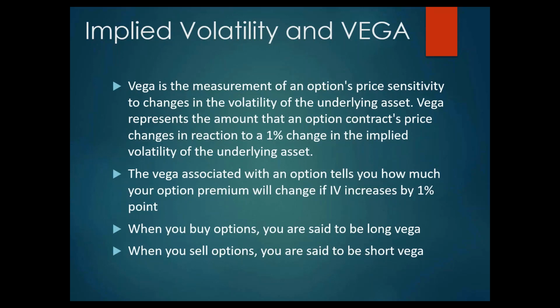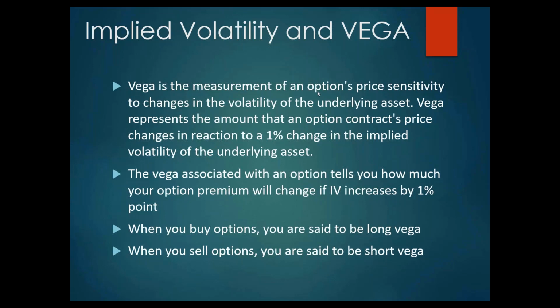Quickly, if you own 100 shares of stock, or if you want to keep it really simple, you own 1 share of stock, and the stock goes up $1, stock has 100 deltas. So if the stock goes up $1, you're going to make $1.